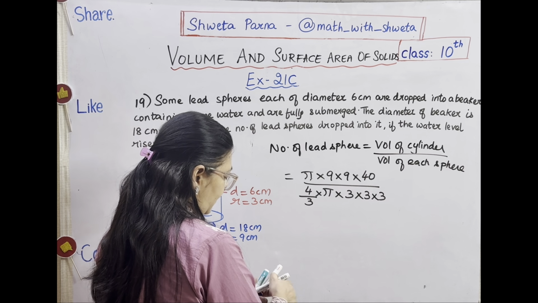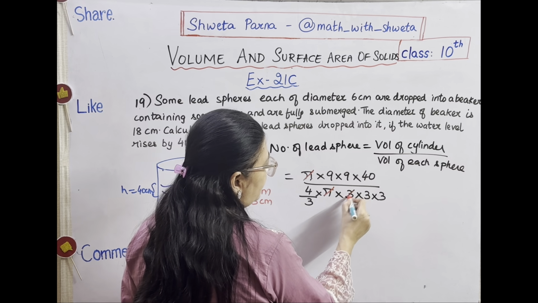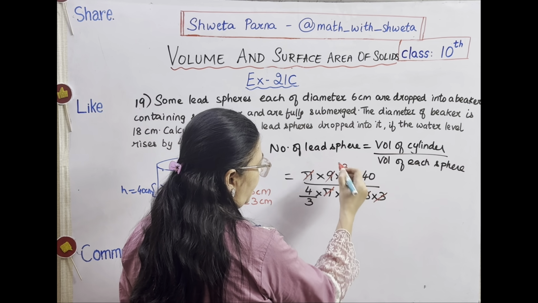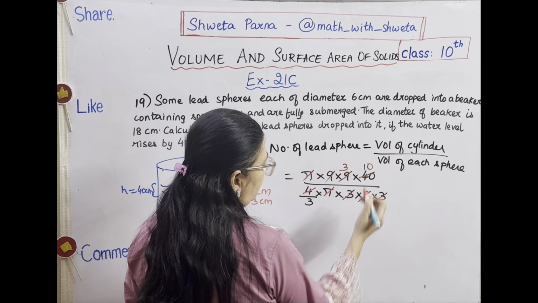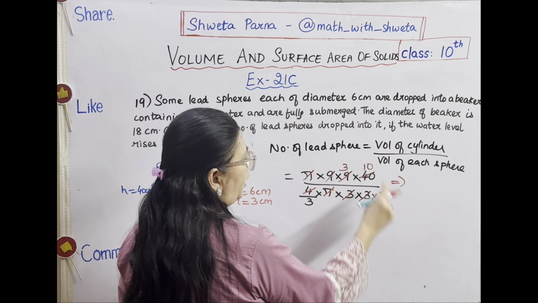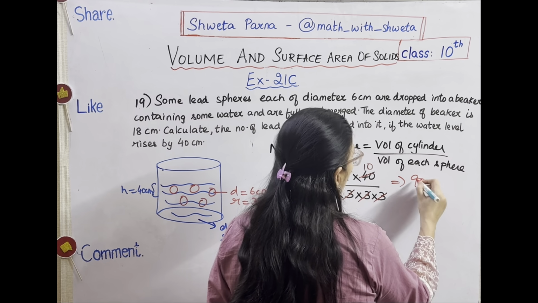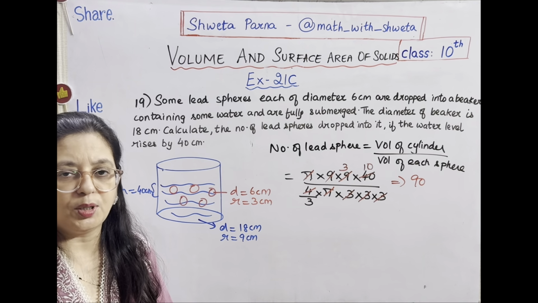Okay. Now let's cancel this. Pi and pi get cancelled. 3 3s are 9. Okay. 3 3s are 9. Then 4 10s are 40. Now this 3 will go up. So this will become 3 into 10, 30. 30 into 3, 90. So how many lead spheres are there? 90 lead spheres are dropped into the beaker.